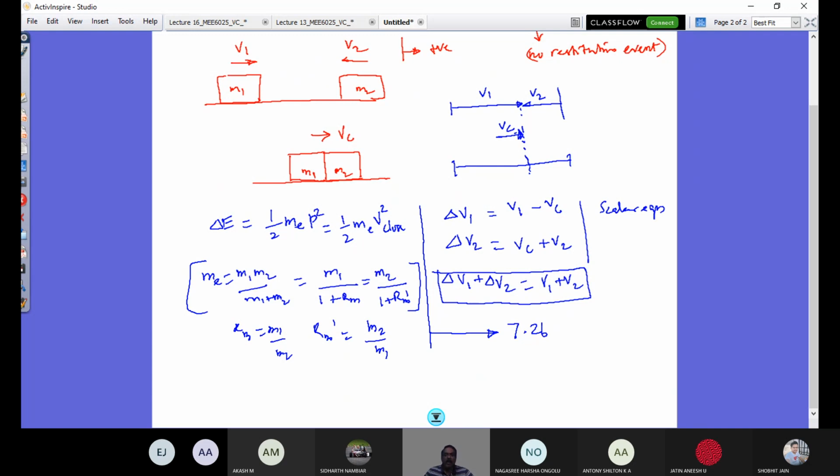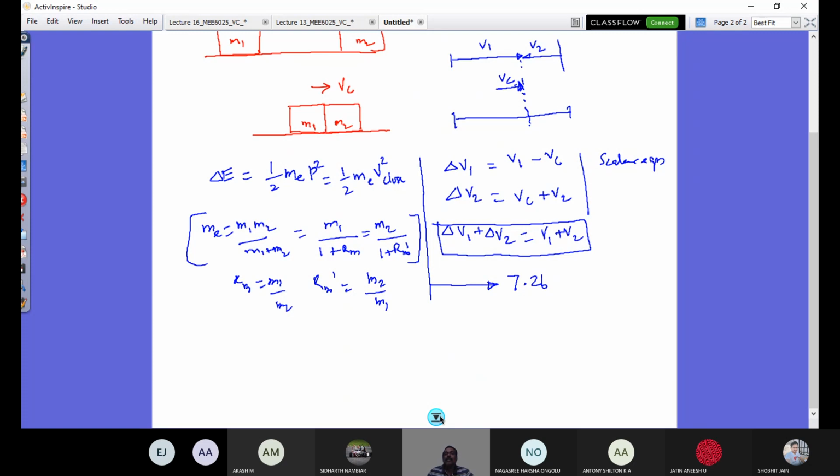Here I want to get this common velocity, and in this delta V1 and delta V2. I have to prove that delta V1 by delta V2 is equal to M2 by M1. So the heavier the vehicle, the smaller the change in velocity. This is to be proved.